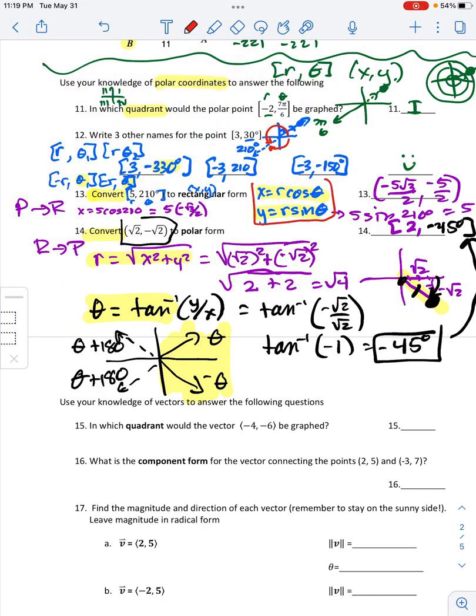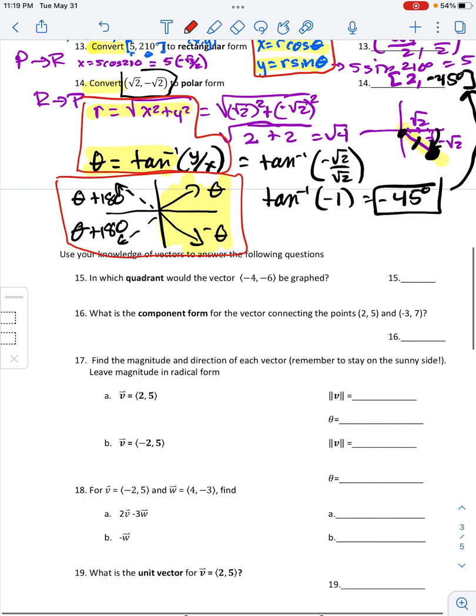So I want to know this and how to use it. I want to know these and how to use them. And I want to have an understanding of when and how to use that concept. Okay, now I wrote over my instructions, so that's super helpful. Use my knowledge of vectors. Awesome. Hopefully I have some to answer the following questions.